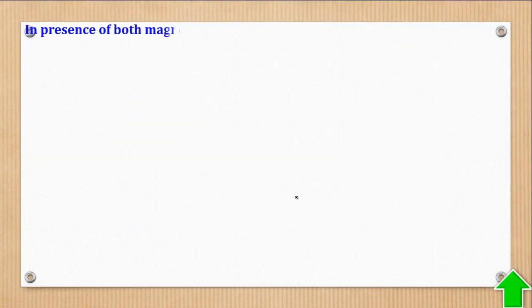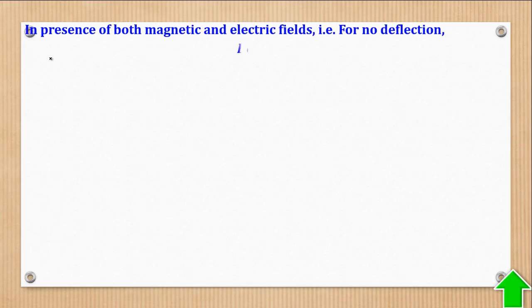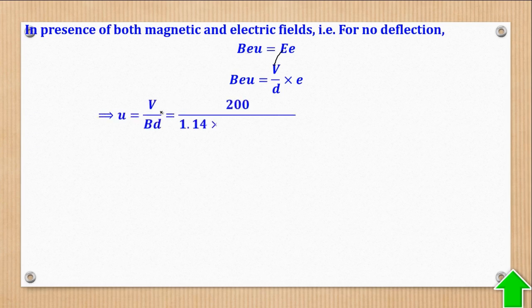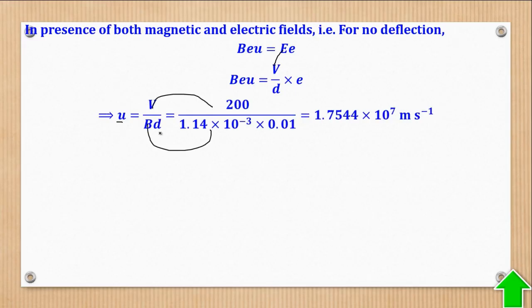So after interpreting the question, you can now go ahead and say, for no deflection, magnetic field is equal to electric field. That means that electric field is V over D. Therefore, U will be equal to, make sure the subject will give you V over BD. Substitute for V, substitute for B, substitute for small d to give you this as the initial speed.